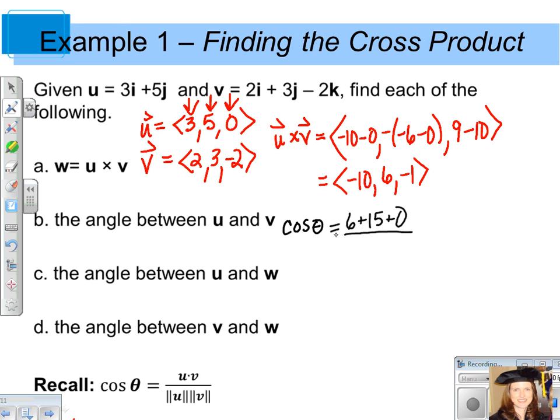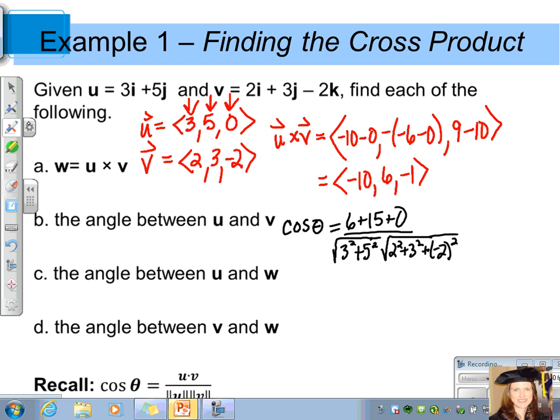Find the magnitude of vector u. That's going to be 3 squared plus 5 squared, the square root of all that. So 3 squared plus 5 squared. And then the magnitude of vector v is the square root of 2 squared plus 3 squared plus a negative 2 squared. Okay, now take a minute to simplify that and then find the inverse cosine to solve for angle theta.